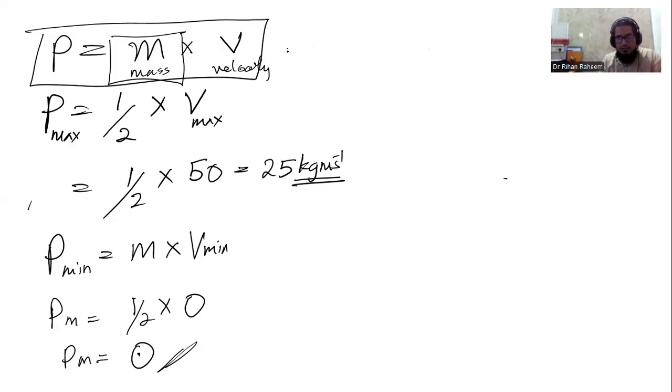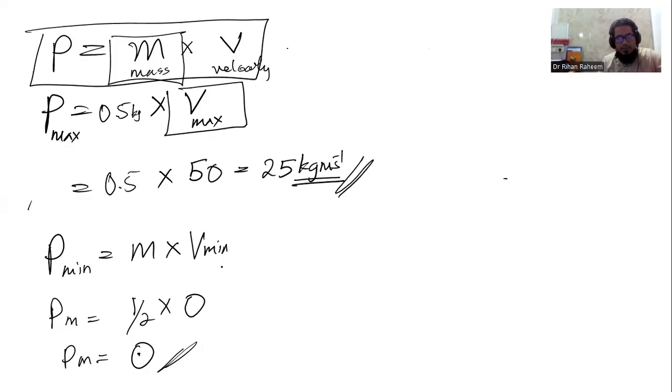So what is the situation where you have maximum velocity? That will be the maximum momentum. That's why we put V max. In our previous question, the maximum velocity was 50 ms minus 1. So that's why we multiplied. This half is the mass, or in other words, 0.5 kilogram. 0.5 into 50 is 25.